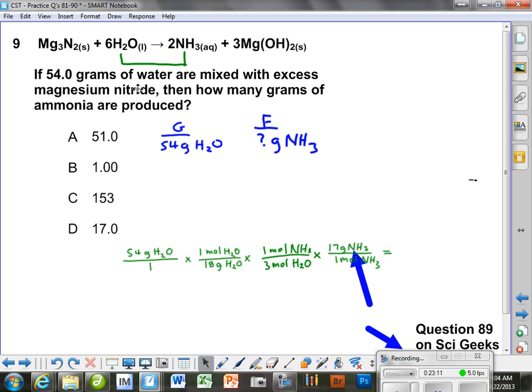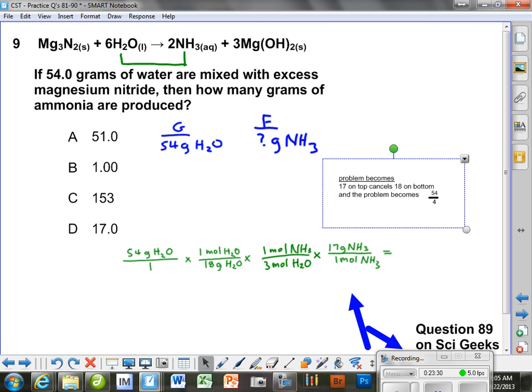Nitrogen, you take its molar mass plus 3 hydrogens, okay, and that is going to give you a total of 17. Okay, 14 for the nitrogen and 3 for the hydrogens. And that gets us our final setup. And what is this problem boiling down to? On top, I'm going to cancel the 17 with the 18 on the bottom. Okay, the 17 from here and the 18 from here. And so what is this problem actually boiling down to?